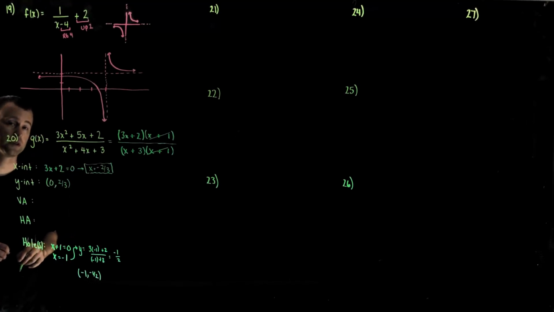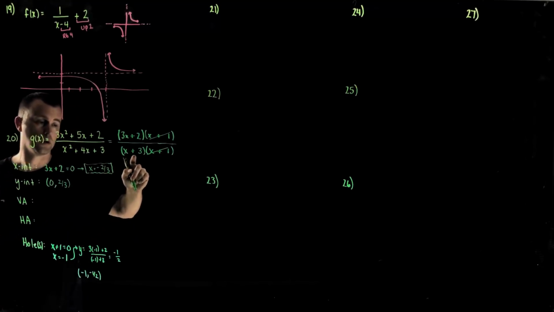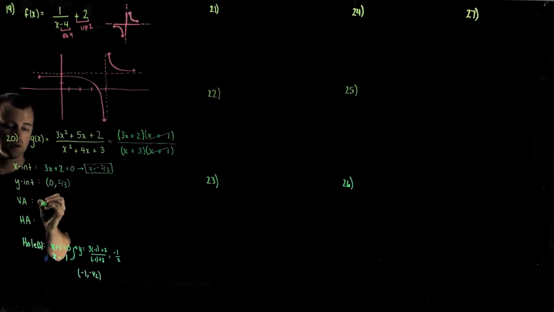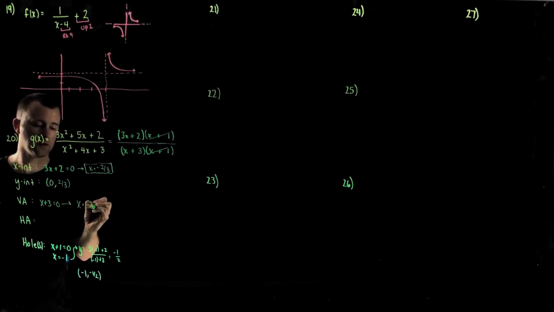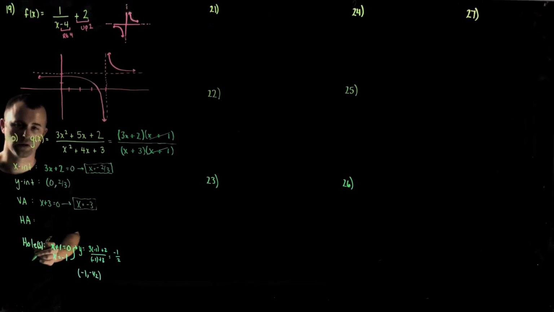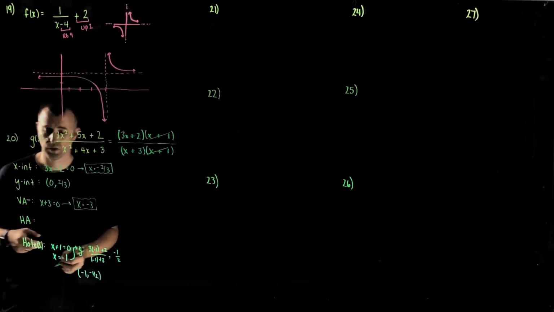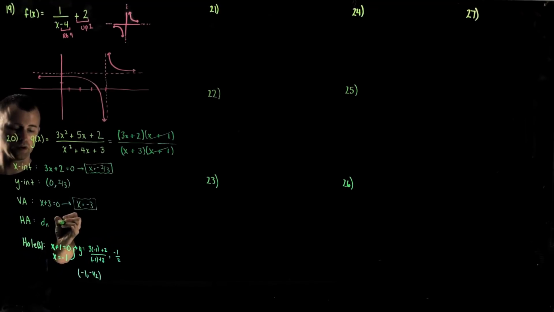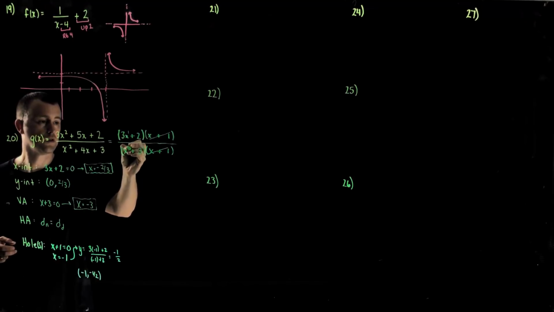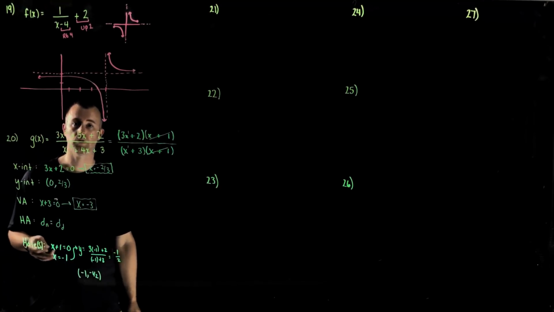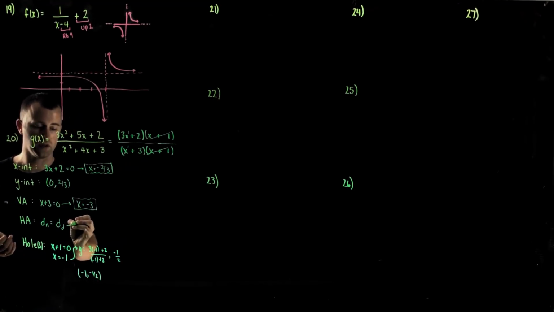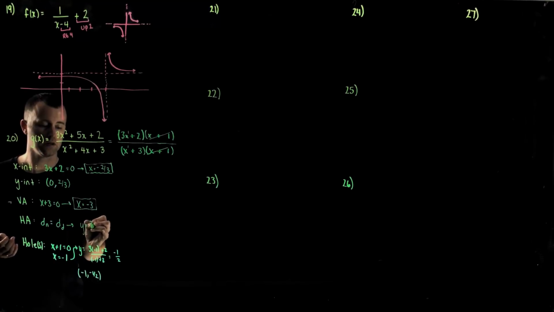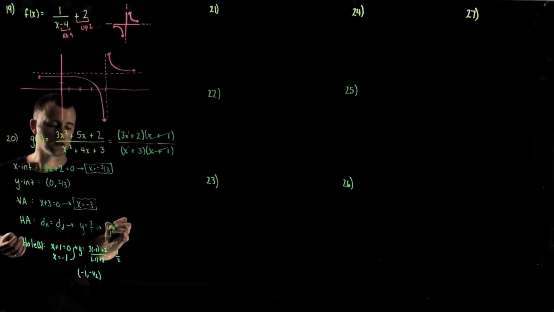My vertical asymptote, I'm going to set my denominator equal to 0. My denominator is now x plus 3. So set that equal to 0, and you get x equals -3. So there is your vertical asymptote. And lastly, your horizontal asymptote, you look at the degree of the numerator and denominator. In this case, they are equal. They're both to the first. So what we do in this case is we take the leading coefficients, which are 3 and 1, and we divide them. So this is y equals 3 divided by 1, or better yet, just call it y equals 3.